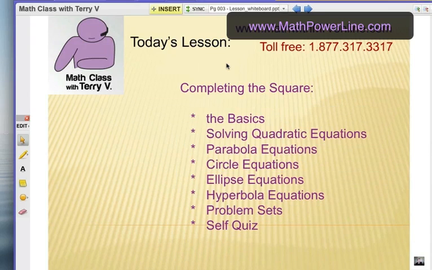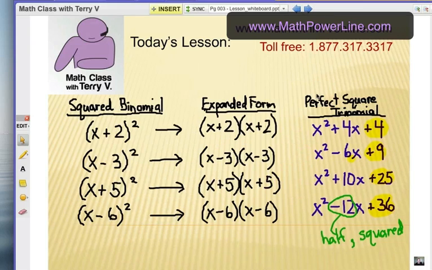All right, we're at a self-quiz. This is going to be self-quiz number 1. We've been going through the process of completing the square, which, just a very quick reminder review, is trying to find the third term of a trinomial so that it can be factored as a squared binomial.